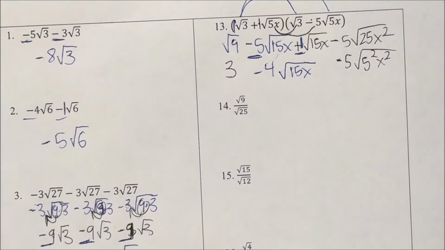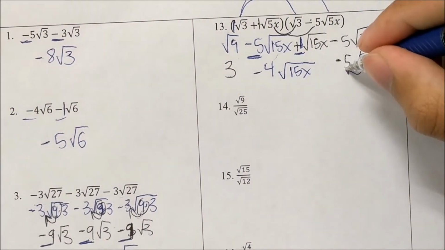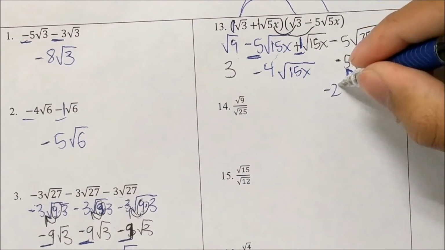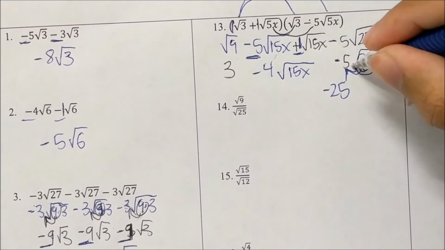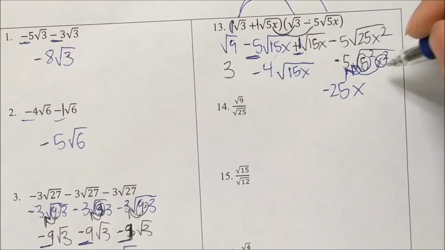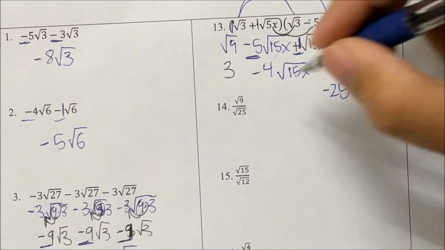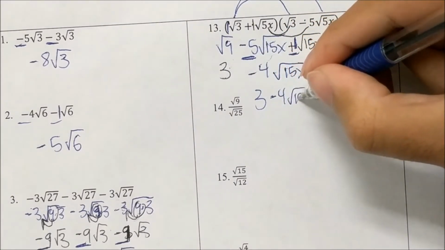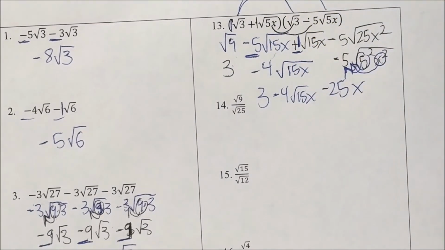And then over here, I can take the 5 outside. So negative 5 times 5 is negative 25. And then I can take an x outside also. So there's nothing left over in the radical, actually. So bring the 3 down, bring the minus 4 radical 15x down, and that is the fully simplified answer.